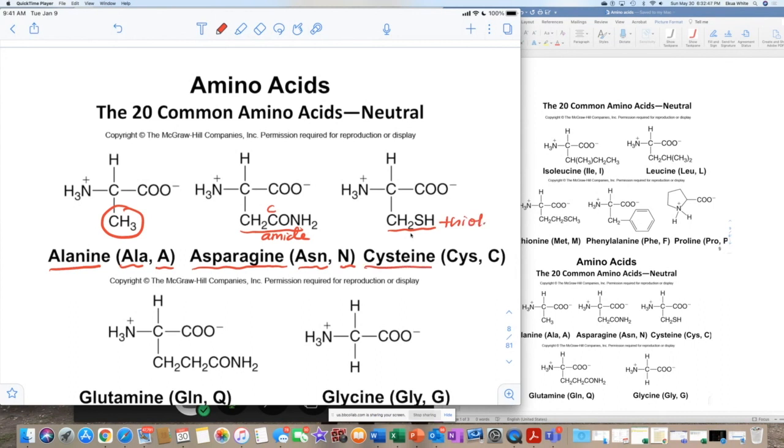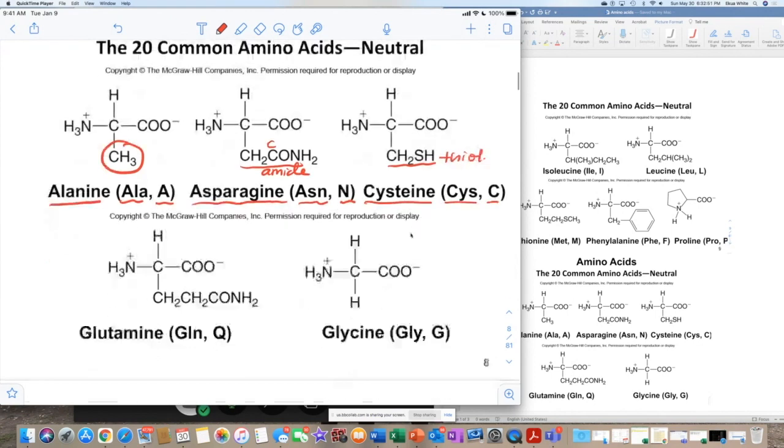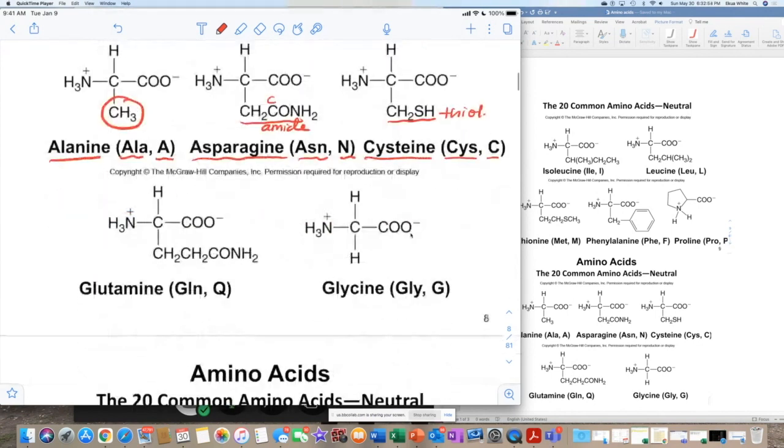This is called cysteine, CYS or C. And then we have another one here that has the carbonyl group, right? The amide group. But it's different from asparagine because it does have an extra CH2. So CH2, CH2, CO, and NH2. This is called glutamine, GLN or Q. Okay?